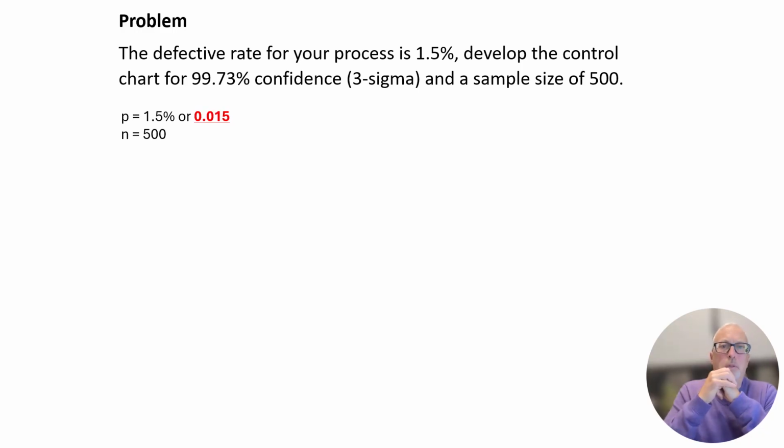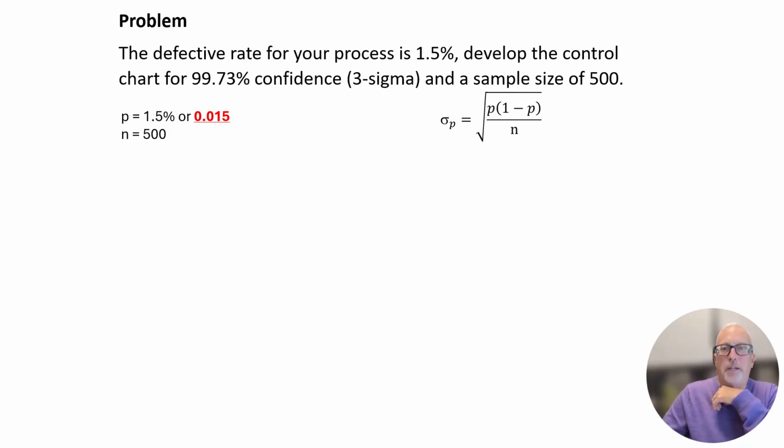Now, this is where the mistake comes in: P, when you put it into the equation, has to be put in as a decimal. So the problem said that P, the process percentage failure, is 1.5%. That's normal. That's what we expect. But you have to convert that to a decimal in order to put it in the equation. It has to be 0.015. Convert the percentage into a decimal. If you just use 1.5, the formula absolutely will not work.